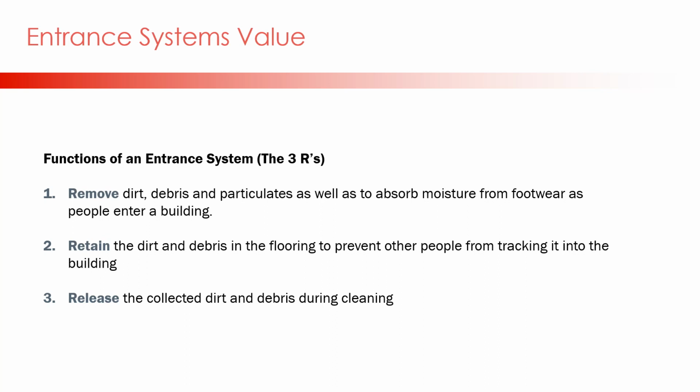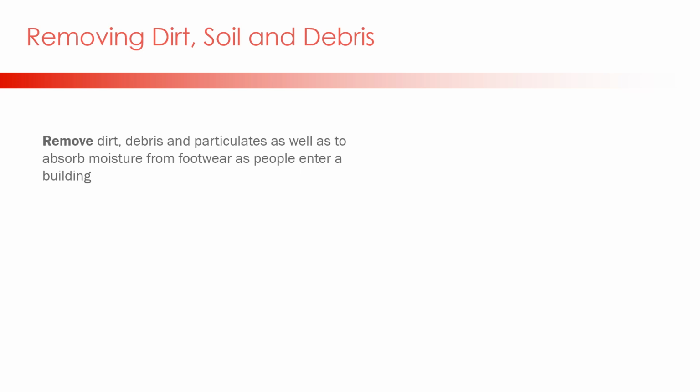It is commonly understood that an entrance mat or grille will remove moisture and debris from users' shoes. It is equally important to ensure the mat is retaining and releasing the dirt. The first function of an entrance mat is to remove the dirt, moisture, and the pollutants a person brings from the street into the building.